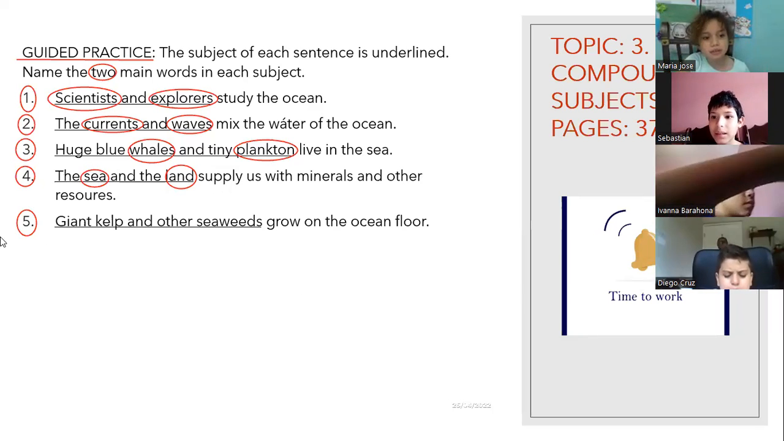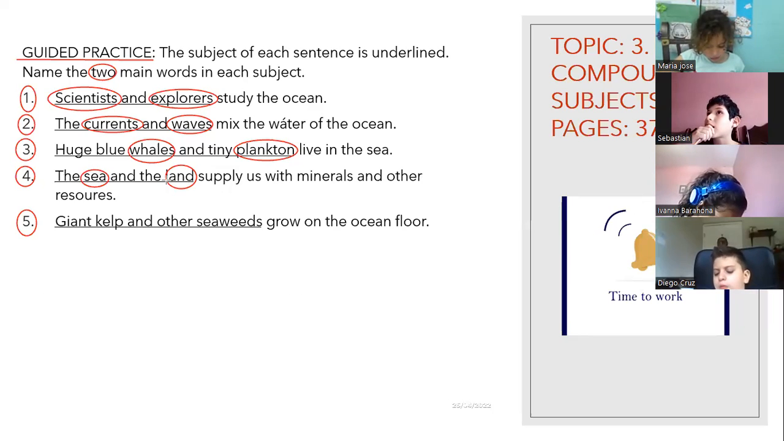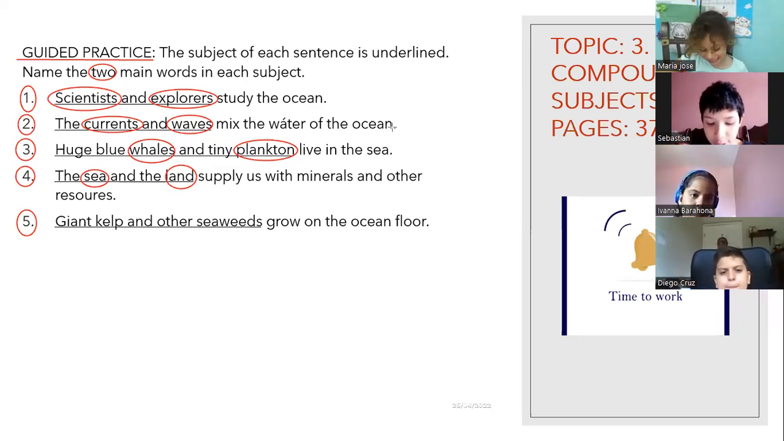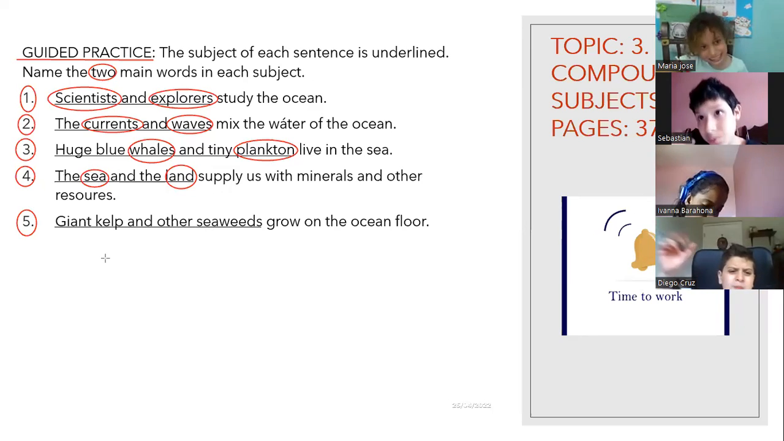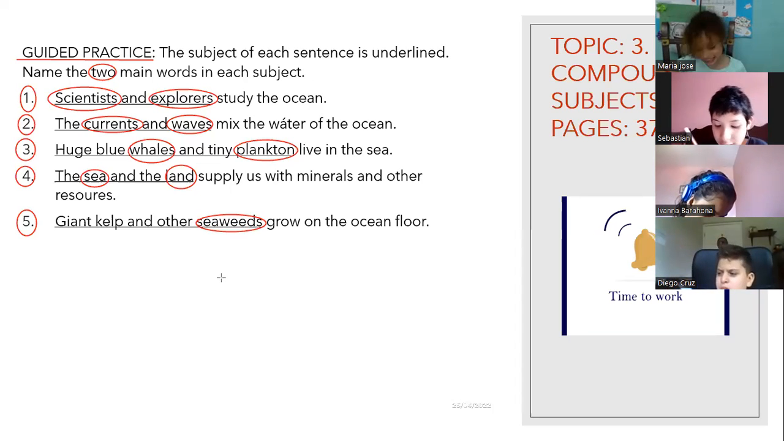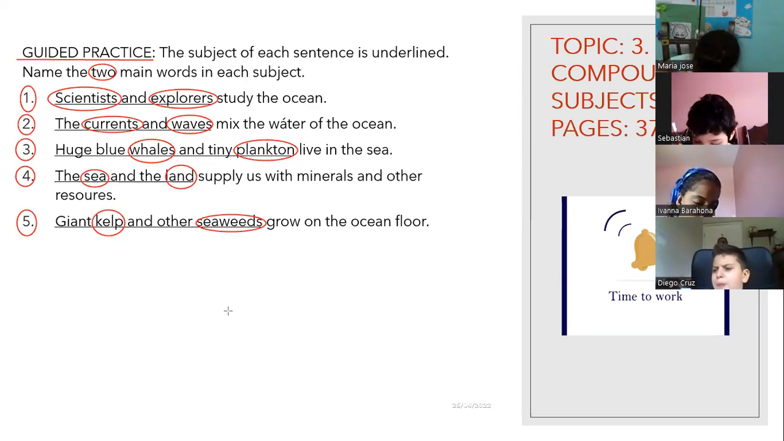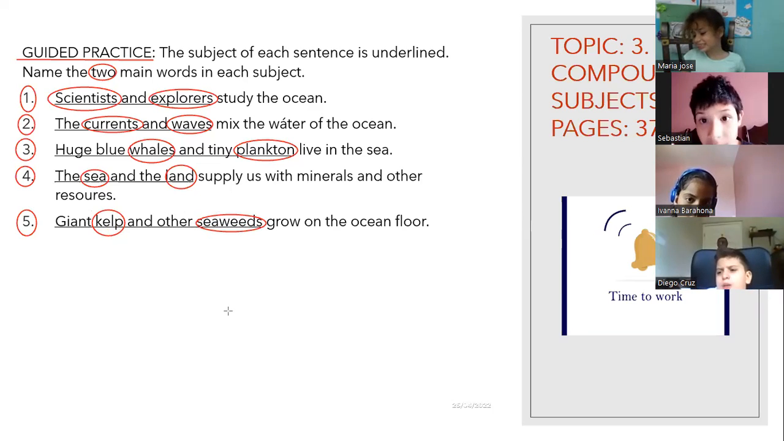You need to circle the words. Yes, because we are circling. We are circling the nouns, the main important words. Seaweed. What was the first word? Kelp. Giant kelp. Giant kelp son algas gigantes.